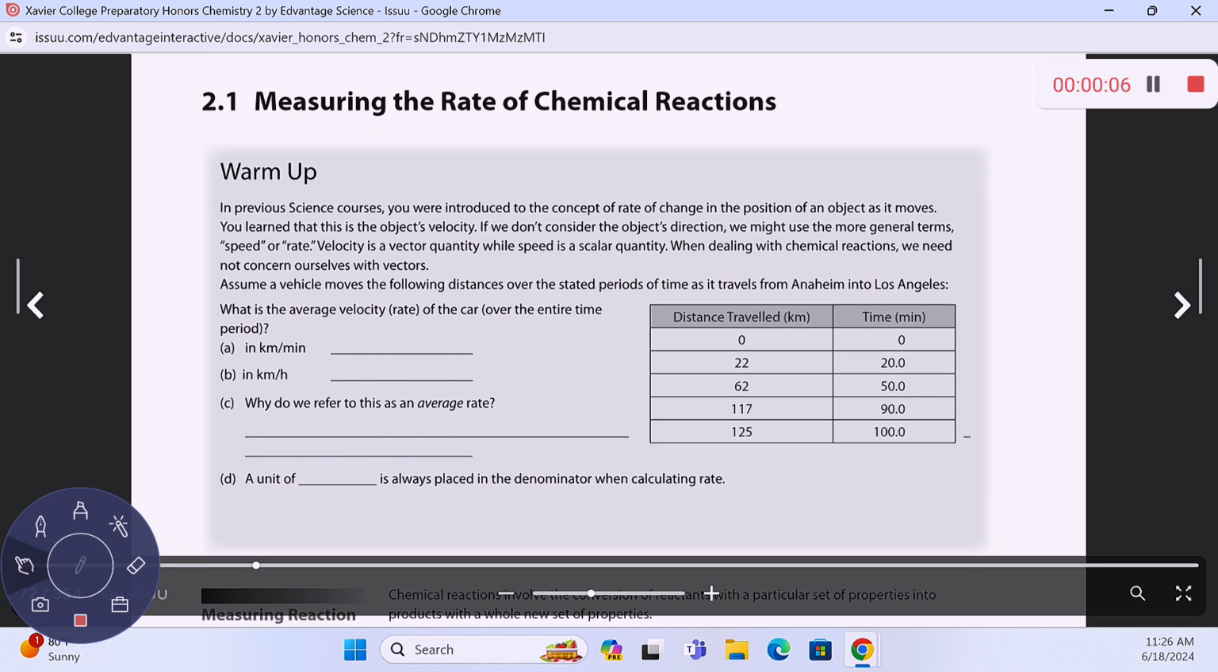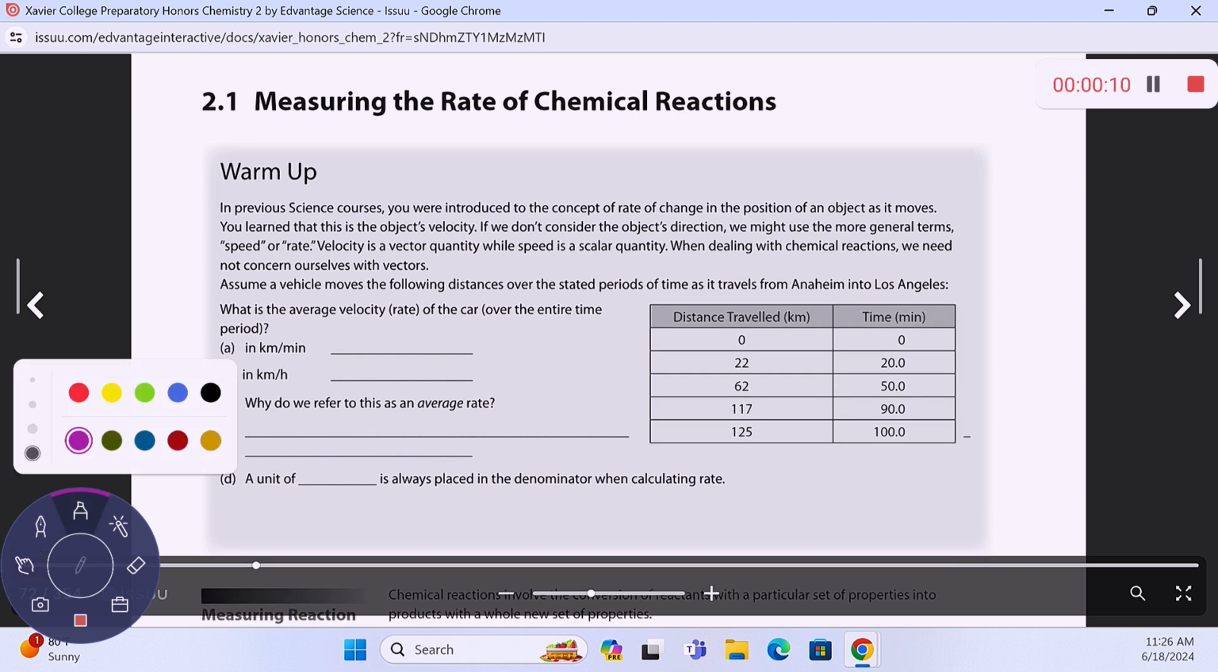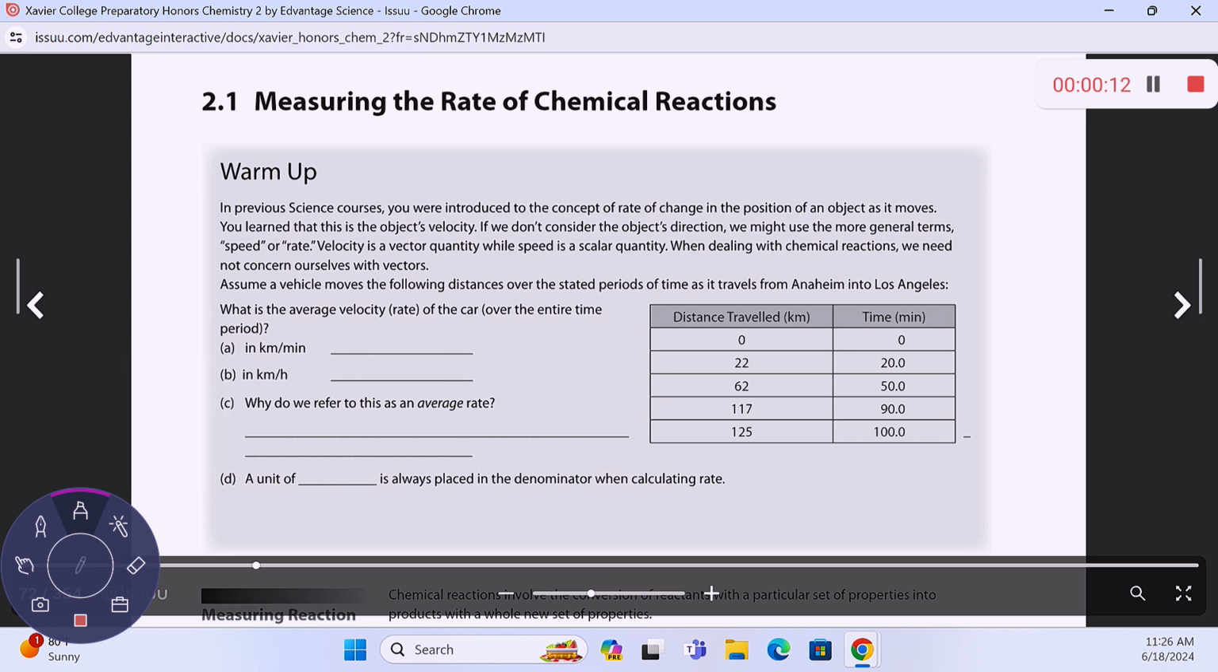Okay, so we're going to take a look at determining the rate of a chemical reaction, which means calculating how fast we produce product or sometimes consume reactant, depending. And here it says they want to know the average velocity, which would be the rate of a car over the entire time period. They want it in kilometers per minute. I've got a data table.